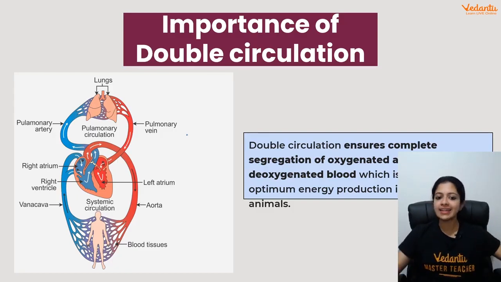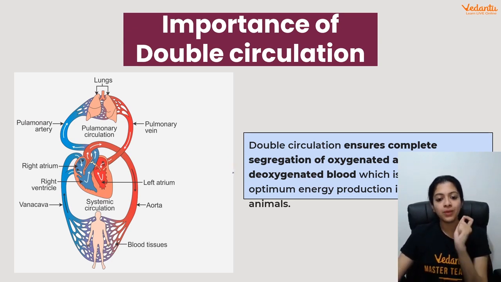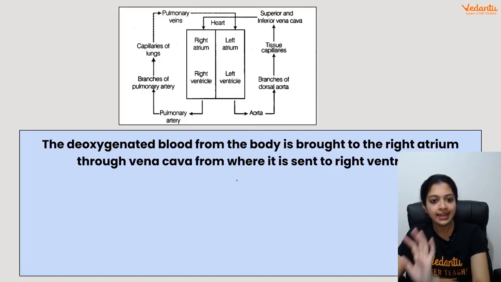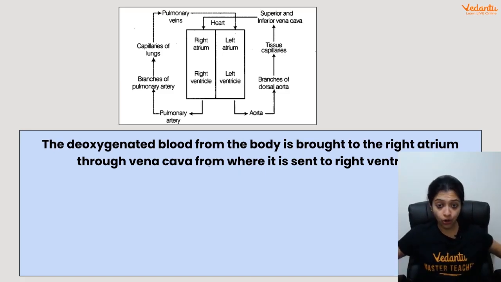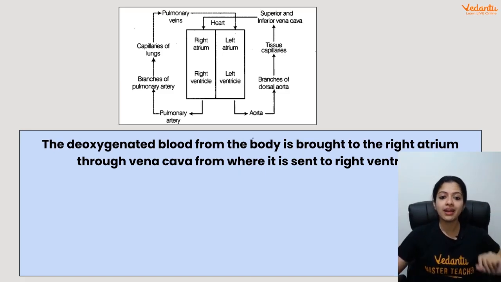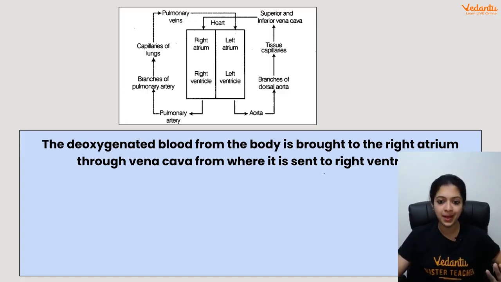So how exactly does it work? Children, I will tell you that. So remember, whenever you have to mention how double circulation works, yes, this is how you need to start off. Okay, first of all, remember the deoxygenated blood from the body is coming into your right atrium. So from the body into your right atrium, deoxygenated blood is brought in by the inferior vena cava and the superior vena cava. This is the first step.